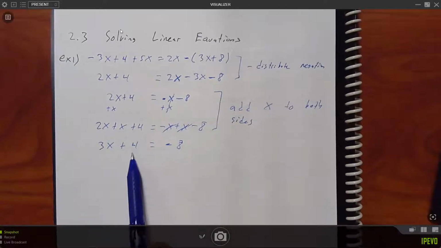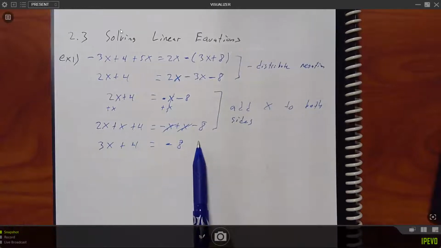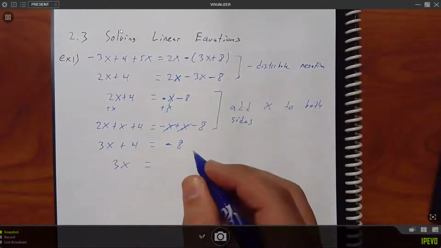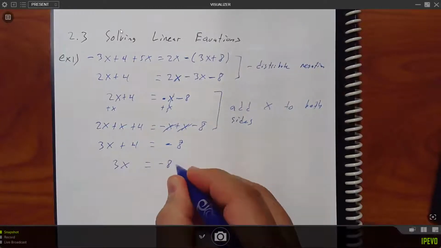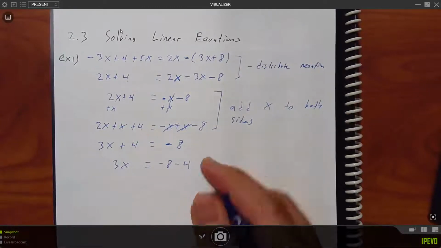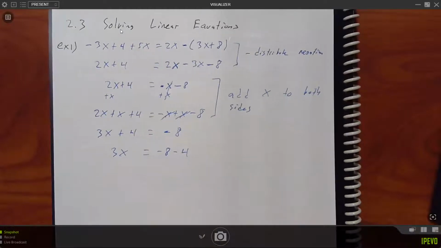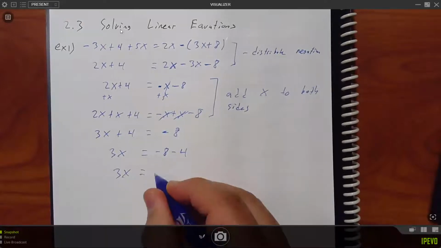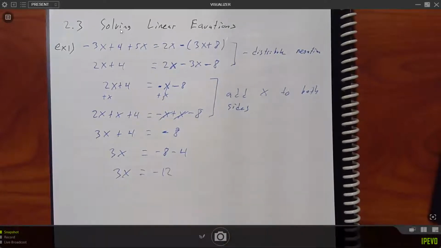I'm going to move this 4 over there, which is a minus 4. I think it's a little easier, but that's up to you. I don't care how you think about it. So one of the only places we're completely free, right, are our own minds. So negative 8 minus 4. Yeah. Negative 12. There we go.